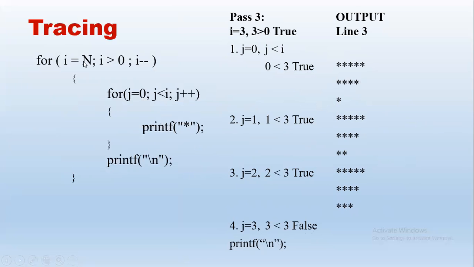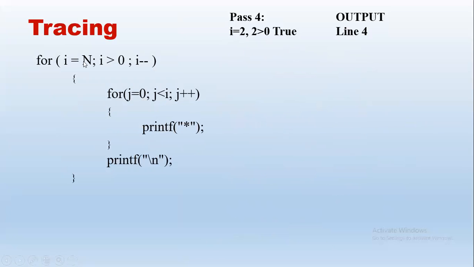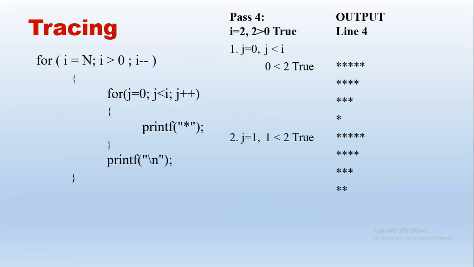Now i will get decremented. So in pass 4, i becomes 2, and we need to print. 2 greater than 0, the condition is true. Then we print the fourth line in pass 4, where j starts from 0. 0 less than 2, the condition is true. We print 1 star. Next, j is incremented to 1, 1 less than 2. So the star is printed 2 times.